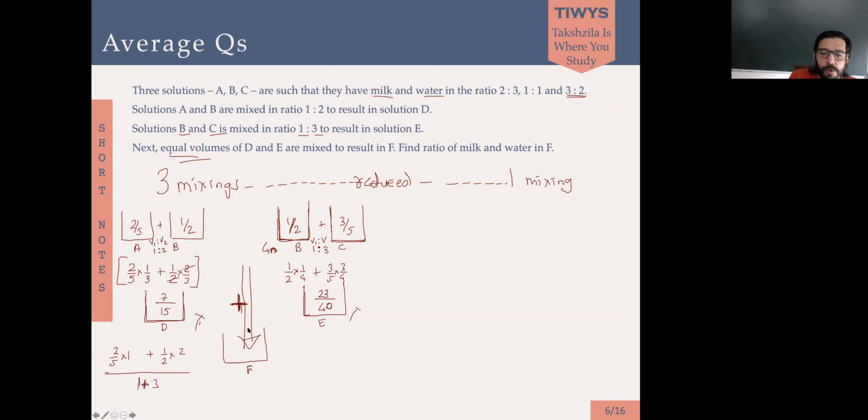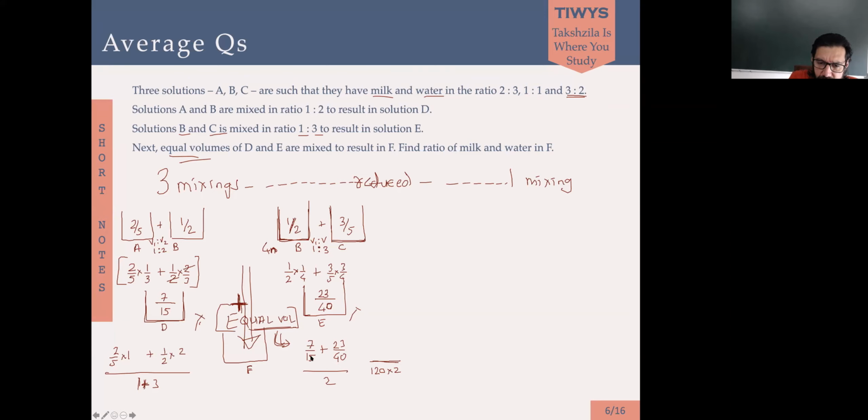Now look again, I'll just use something. For D and E, what are we doing? Are we doing equal volumes? If it is equal volumes, it simply means the arithmetic mean. So it means 7 by 15 plus 23 by 40, by 2. Equal volumes means just the arithmetic mean, right? If I take the LCM again, this time it is going to be 120. 120 by 2. Something should cancel out. Let's see.